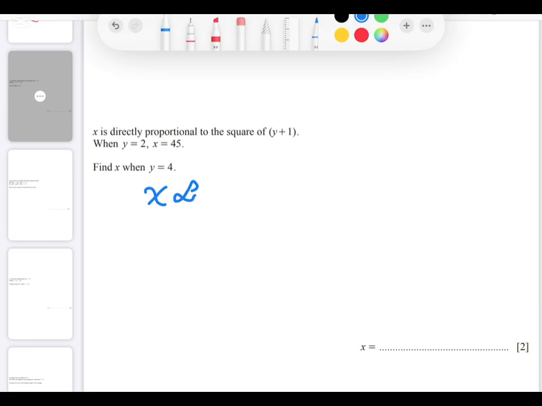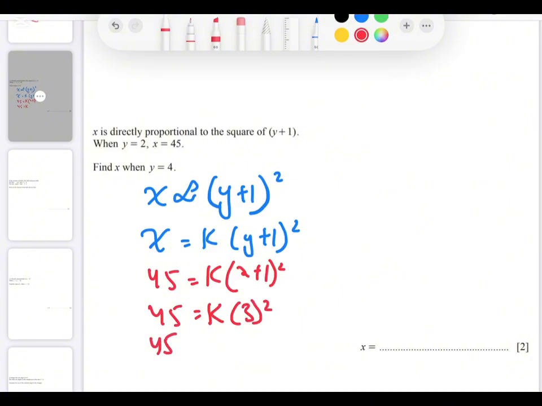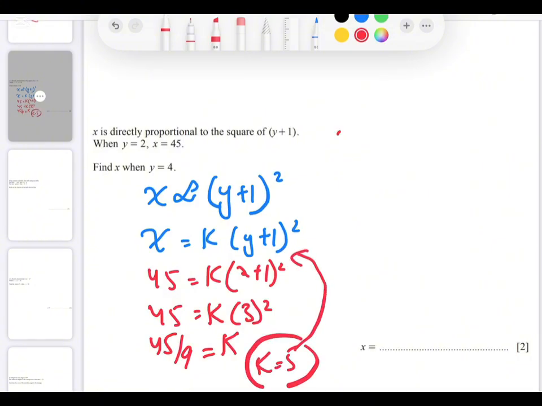X is directly proportional to the square of y plus 1. So again, x equals k times (y plus 1) whole square. Now the value of y is 2 and x is 45. So 45 equals k times (2 plus 1) square. 2 plus 1 will become 3, so 3 square is 9. So 45 divided by 9, what will we get? We will get 5. So the value of k is 5. We will put it here. So the final equation is x equals 5 (y plus 1) whole square.